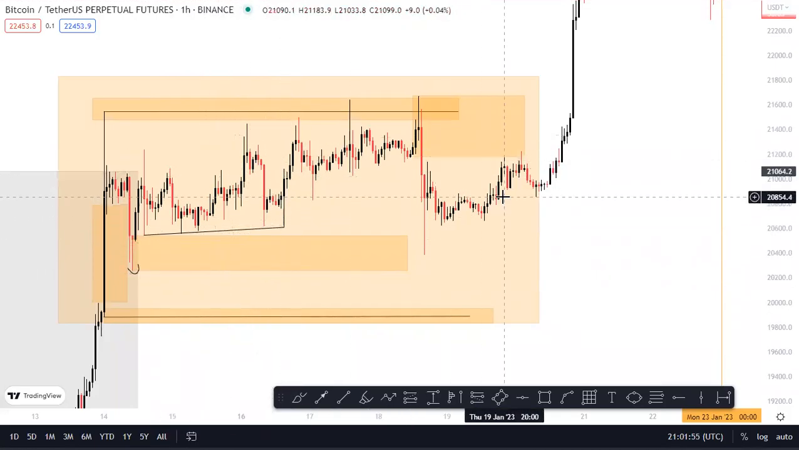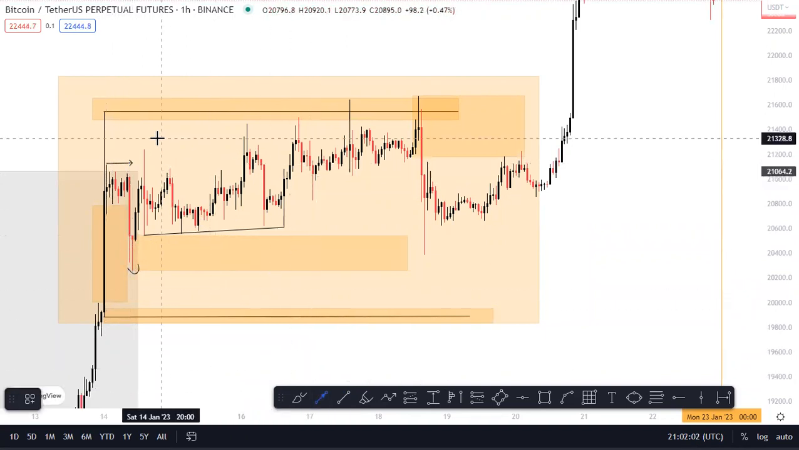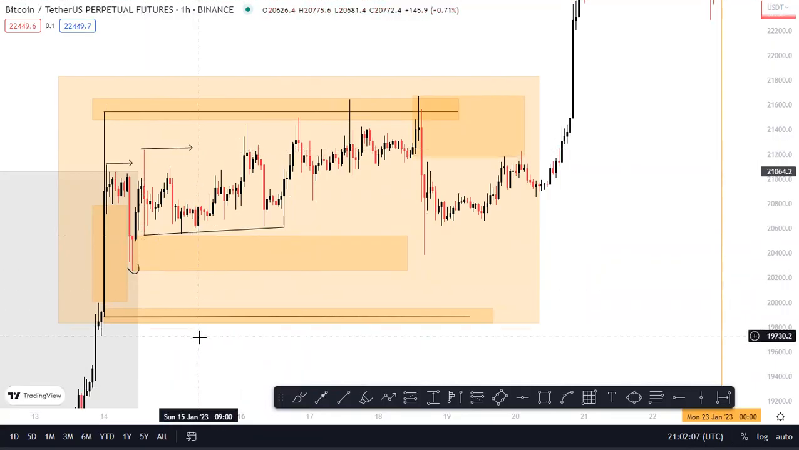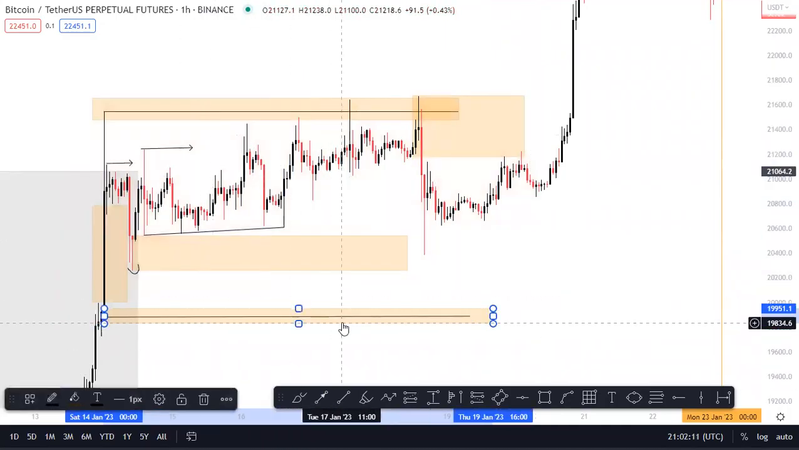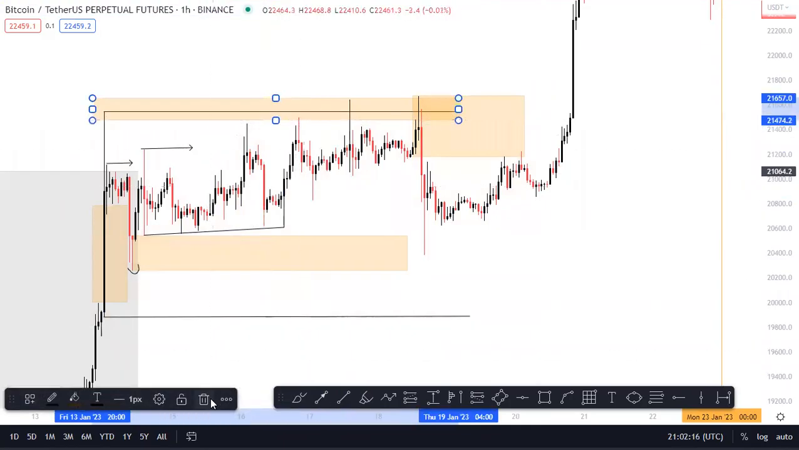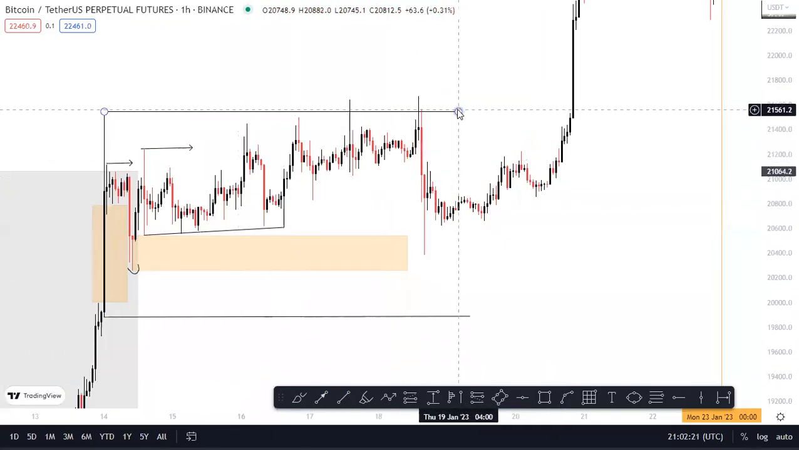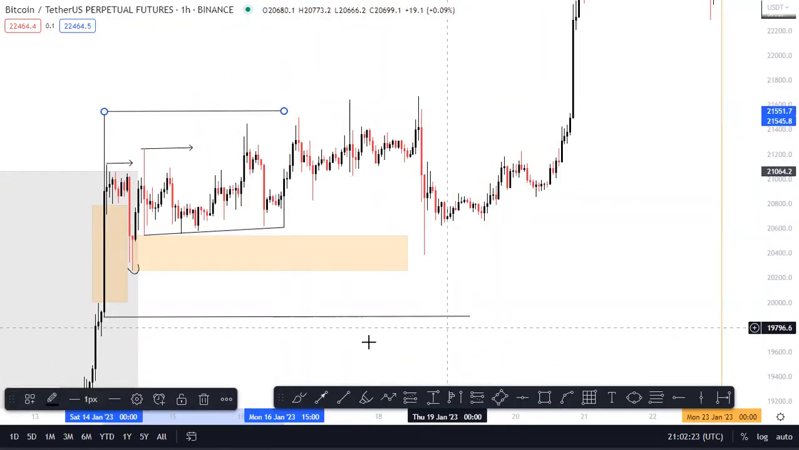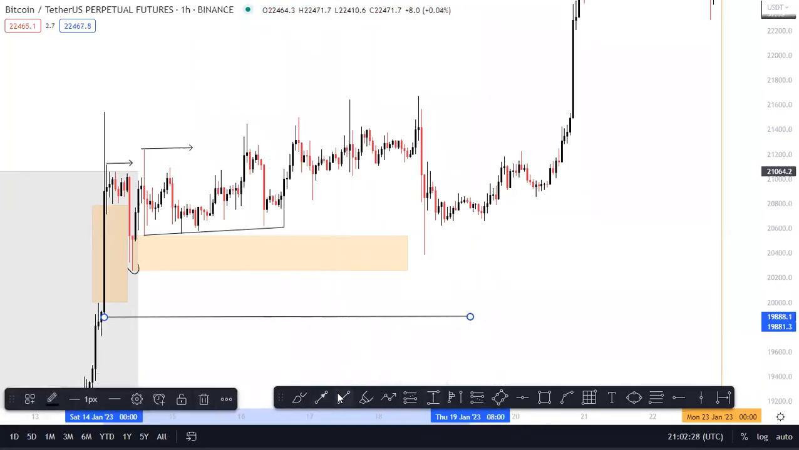And that isn't actually enough. We also have a BOS here, right? The first minor BOS, I didn't consider this one, and the second one here, I prefer the second one, right? So let me remove everything here. Let me try to remove all these markings so the chart could be neat and you can have a clearer view of the market.